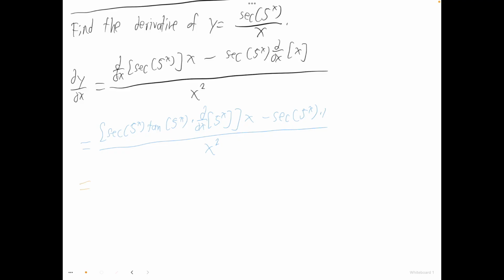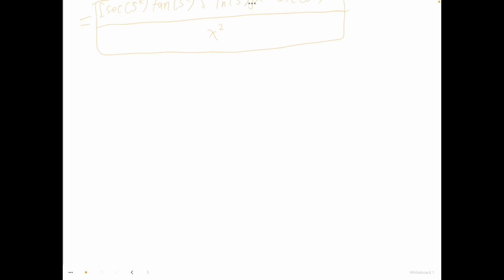So now we need to take the derivative of 5 to the x. So we're going to have secant of 5 to the x, tangent of 5 to the x. The derivative of 5 to the x is 5 to the x times ln of 5, times x minus secant of 5 to the x, all divided by x squared. And this is about as simple as we can write it. And so that right there then is our derivative of secant of 5 to the x divided by x.